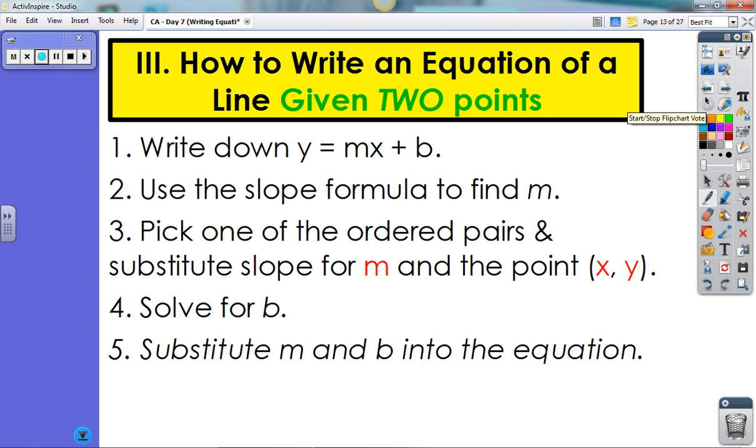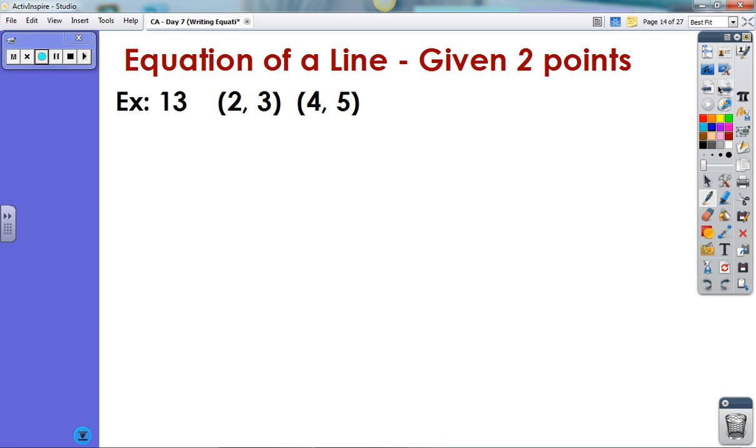Now, what if I'm given 2 points, and all I'm given is the coordinates? If that's the case, I'm going to need to use the slope formula because I can't count between them unless you graph them, plot them, and then count between them. And then I'm going to substitute one of the points and the slope that I just found into y equals mx plus b, solving for b, and then write my equation. So let's do a couple of examples, and I think that'll help.